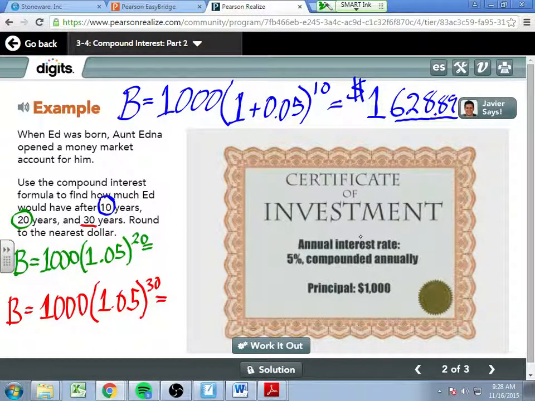Yeah, you type in 1 caret 20. Then do times 1,000. Just say times 1,000. Yeah, I did it. Help him out, Luke. Okay, so then we get 2,650.